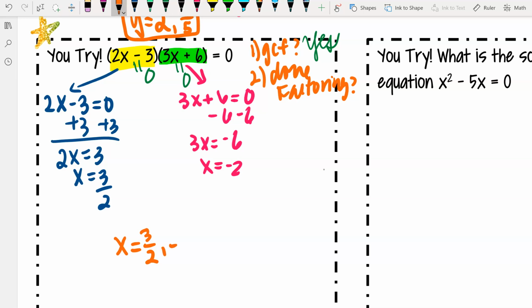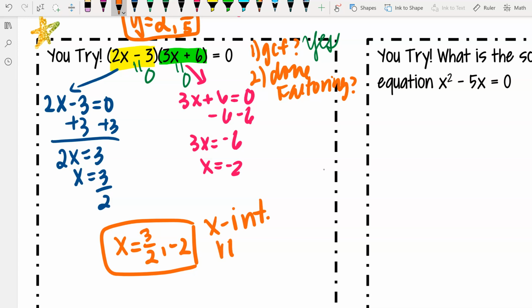and you should get -2, which means on a graph, these are our x-intercepts. They are roots, they are solutions, and these are our zeros. If you don't know those key words, those all mean one thing. So I want to show you what that looks like so you can see.